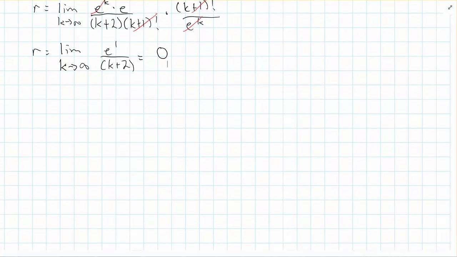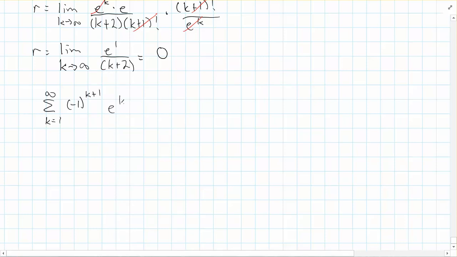So we know that the series converges now, and just remember what we're actually determining here is then that this series from k equals 1 to infinity of negative 1 to the k plus 1 e to the k over k plus 1 factorial, we can now claim that this converges absolutely.